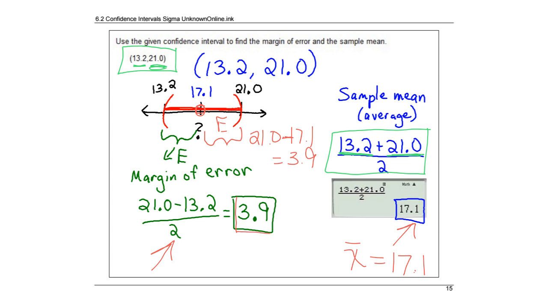They're going to want both of these. They're going to want the margin of error, which is 3.9, and the sample mean, which is 17.1.